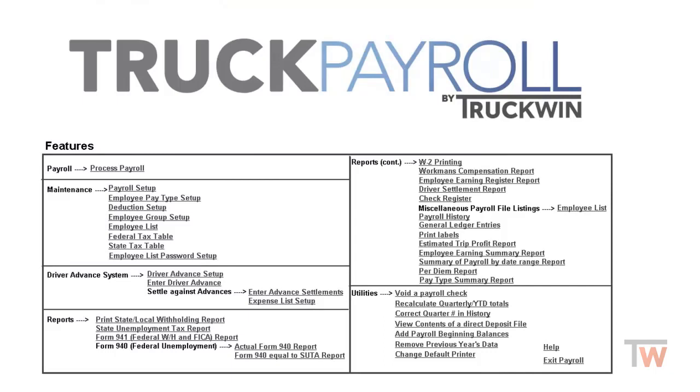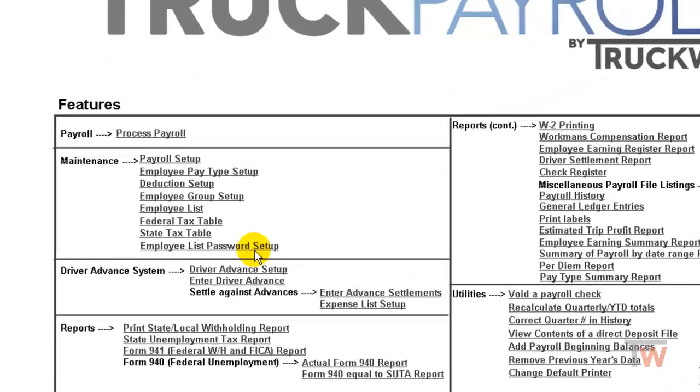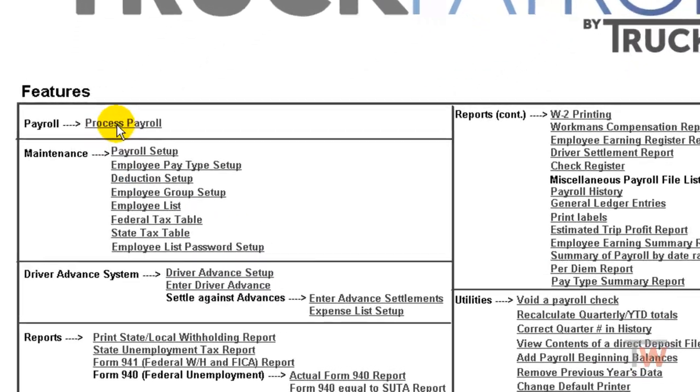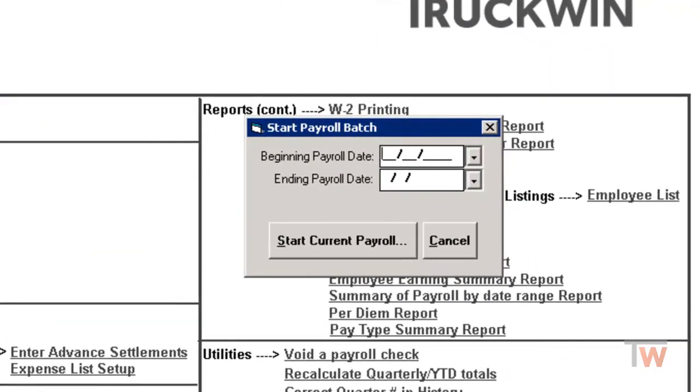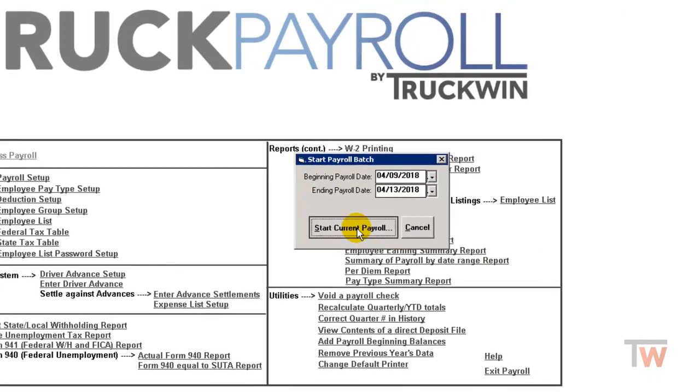This video will walk you through the steps of paying a company driver in Payroll. To start, we're going to want to click on Process Payroll. If you have a current batch open, a screen would come up and ask you if you would like to continue, but we are going to go ahead and start a new batch, so I'll put the dates in. And I'll hit Start Current Payroll.